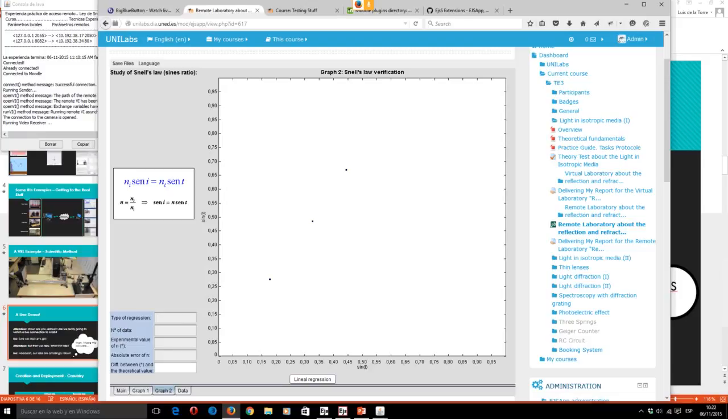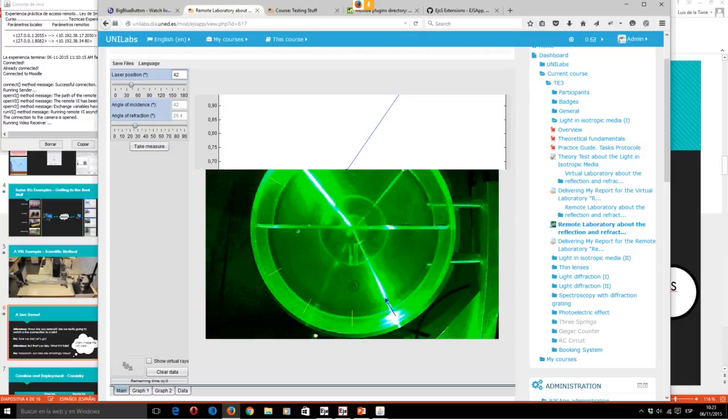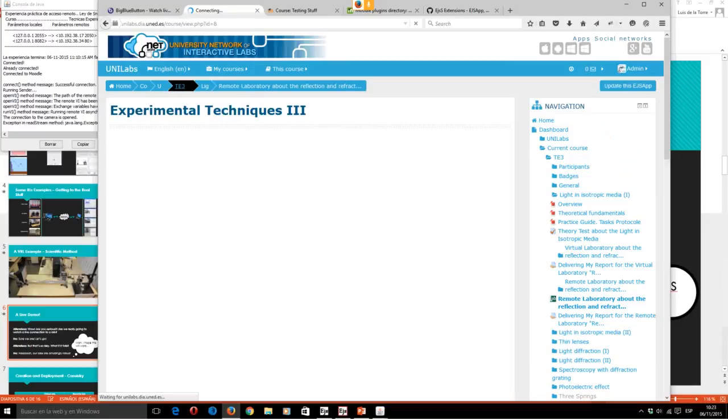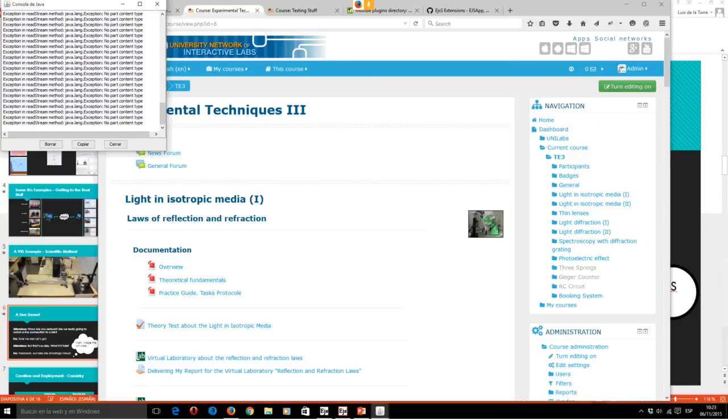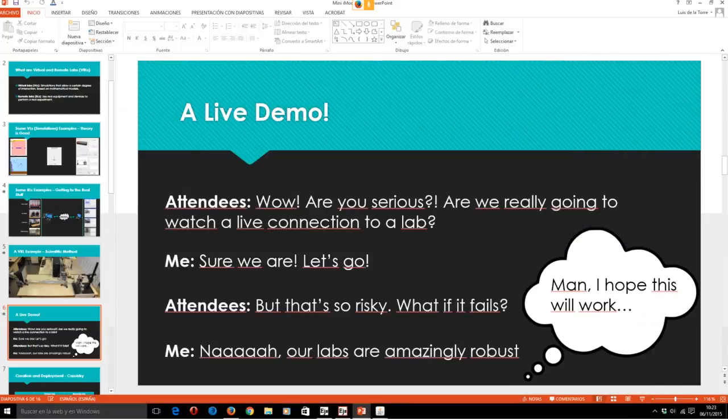And if they do the linear regression and they study the theory we provide in the PDF documents I told you about in the course, they will know that the slope of that line in this linear regression is giving the value for the index of refraction of the media in this experimental setup, which in this case is oil. Right, so that was a simple remote lab example. I think you now get the idea of what both virtual and remote labs are.